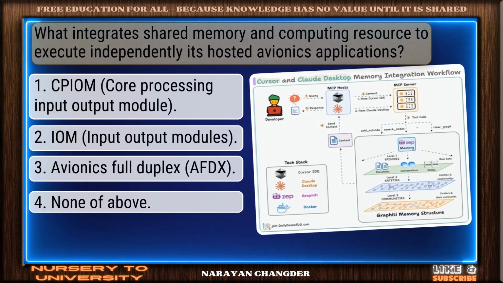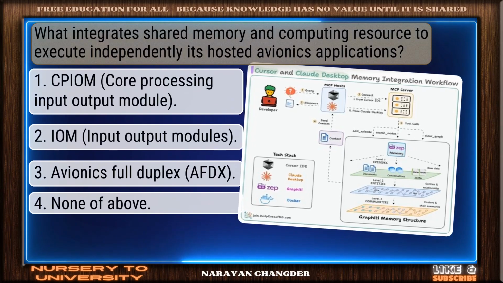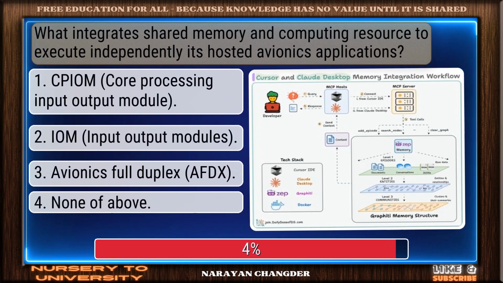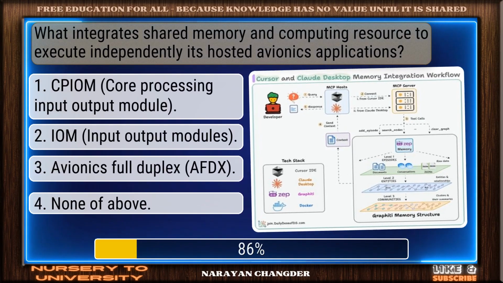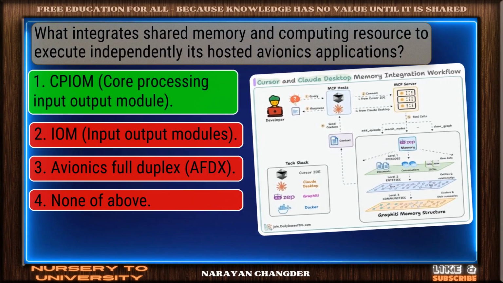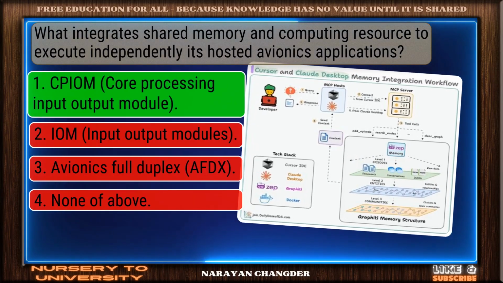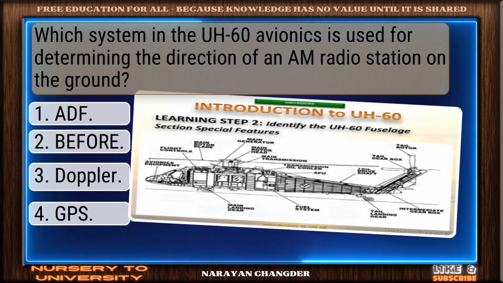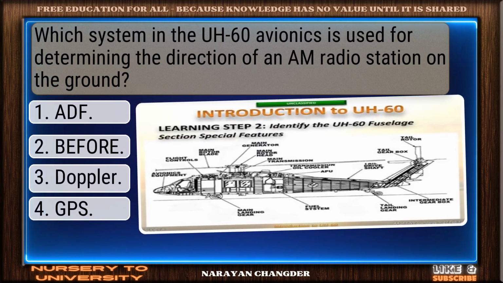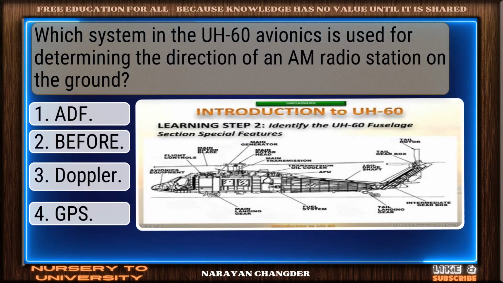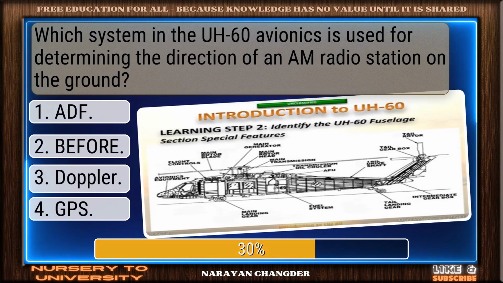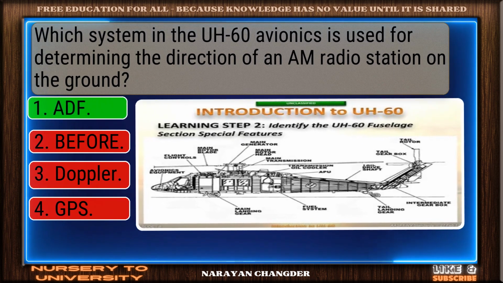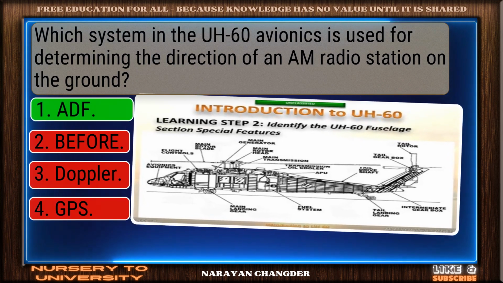What integrates shared memory and computing resource to execute independently its hosted avionics applications? Smart pick. CPM is the correct choice. Which system in the A60 Avionics is used for determining the direction of an AM radio station on the ground? Good thinking. ADF is the right answer.